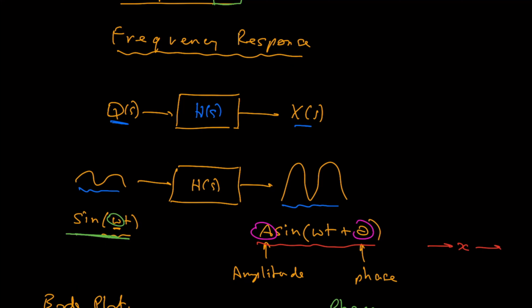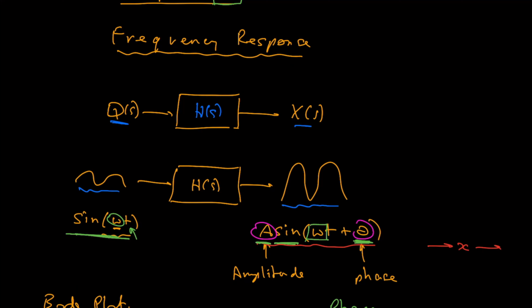What comes out is another sine wave, but with a different amplitude, and it now has a phase. There's no phase here, but now it actually comes out with a phase. Note the frequency, or the angular frequency, has stayed the same.